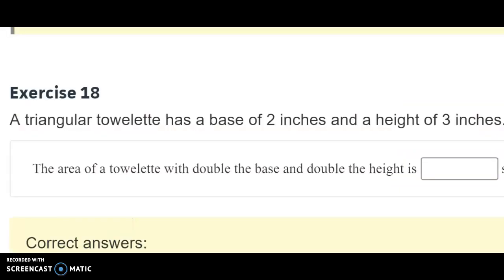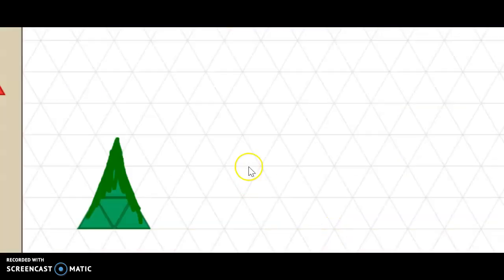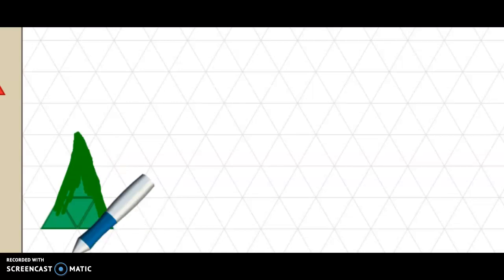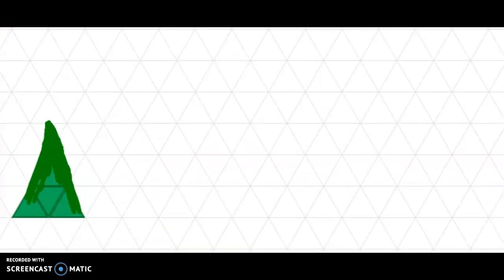Okay, so a triangular talent has a base of 2 inches and a height of 3 inches. So I don't have perfect tools that I can stretch out, but I did make a triangle that has 2 for the bottom base, and then we go up 1. And again, I don't have the perfect tools, but this is my base here, and here's my height is 3.